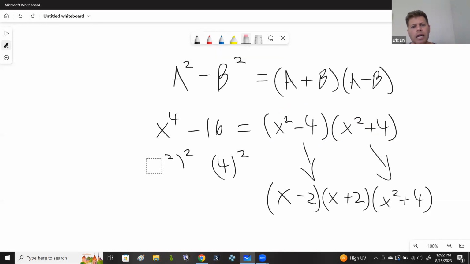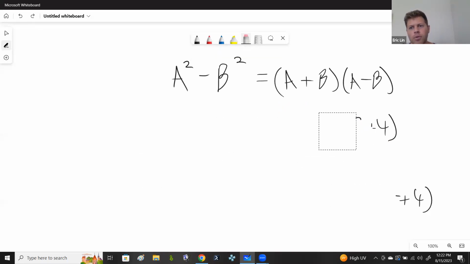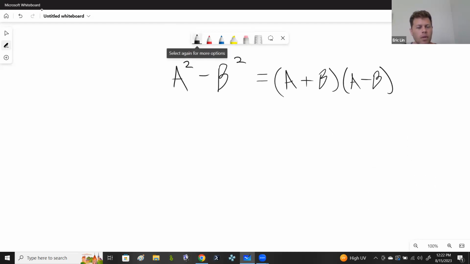Let's do something a little more difficult, just to illustrate a point. So I'm going to say 4x squared minus 9.